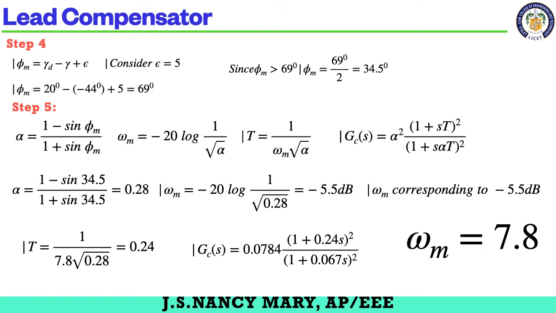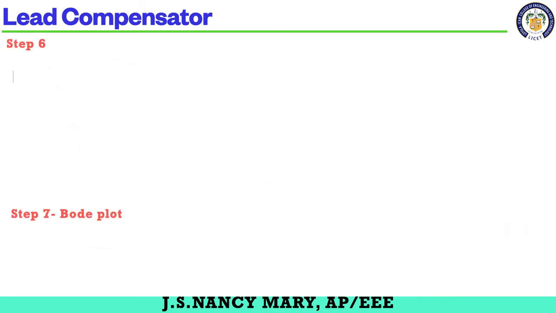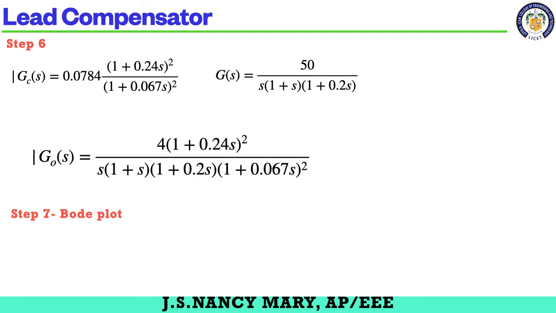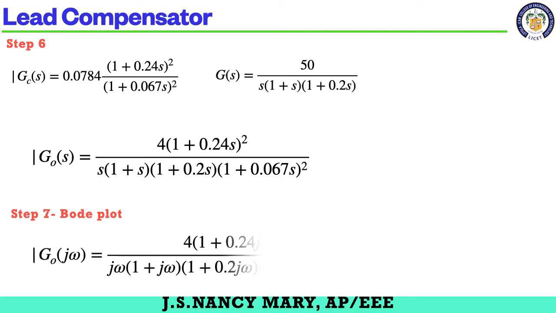Now we have to move on to step 6. So GC of S is this. So G of S is this one. So my overall transfer function, multiplying the both, I'll be getting like this. Now to construct the Bode plot, it is already in 1 plus S format. So replace S with J omega.